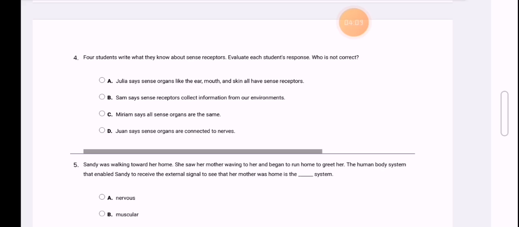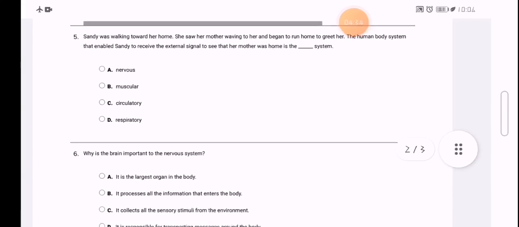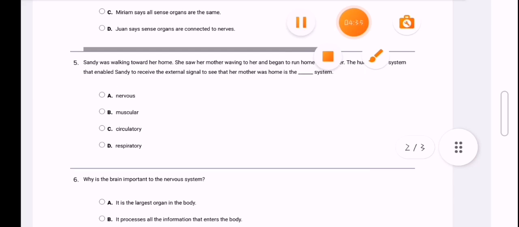Sam says sense receptors collect information from our environment, so it will also be correct. Mariam says all sense organs are the same. It will be false because our hearing is totally different from sight and so on. Joanne says that sense organs are connected to the nervous system. It will also be correct. So the answer will be C.